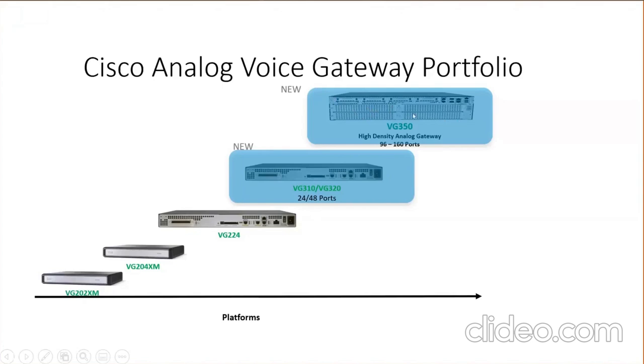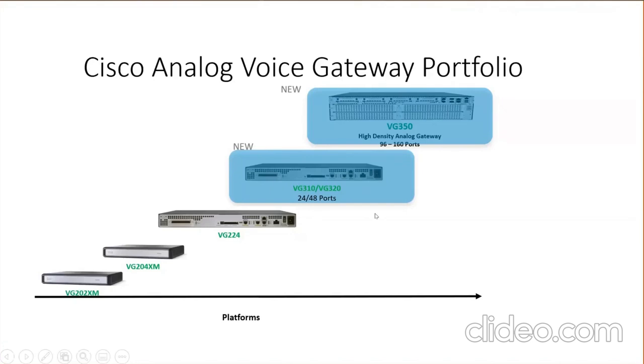Now this VG350 is based on the 3900 router architecture, right? It is a 2-rack unit, a big size router. It looks like a 3900 router, but it's an analog gateway. Remember one more thing, these analog voice gateways cannot have an FXO port. They will only have FXS ports.